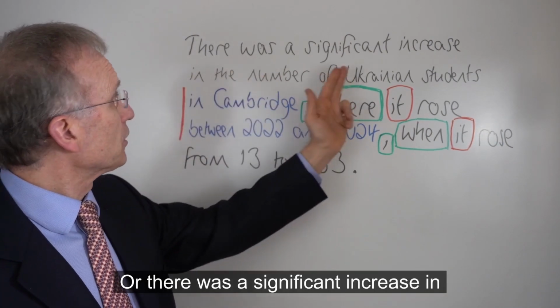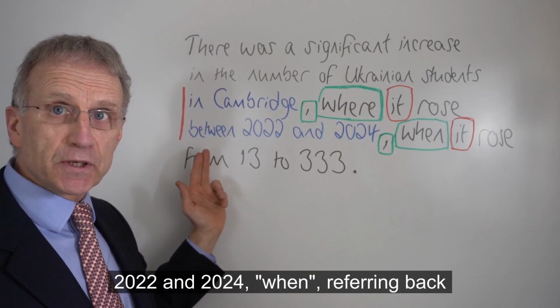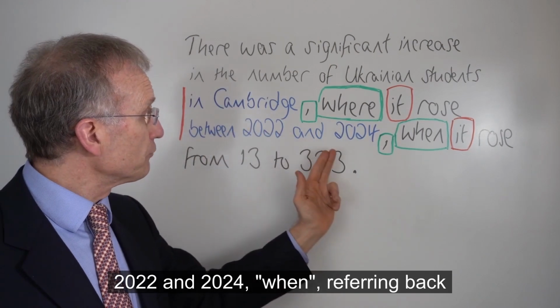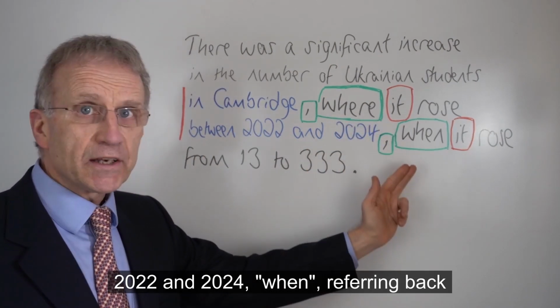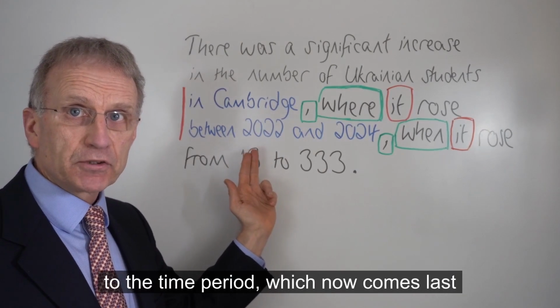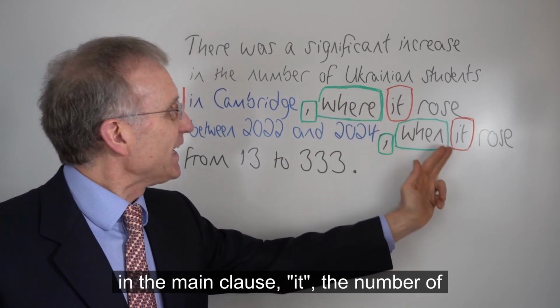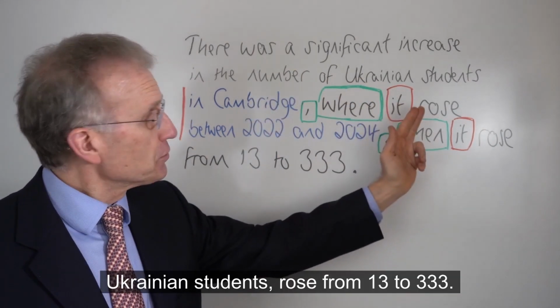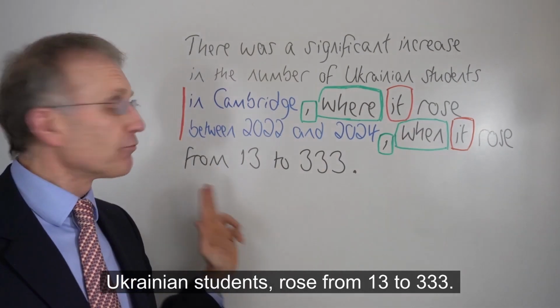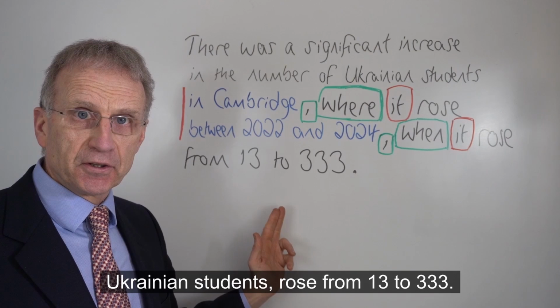Or there was a significant increase in the number of Ukrainian students between 2022 and 2024, when, referring back to the time period which now comes last in the main clause, it, the number of Ukrainian students, rose from 13 to 333.